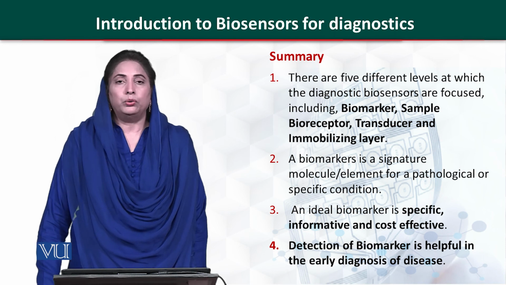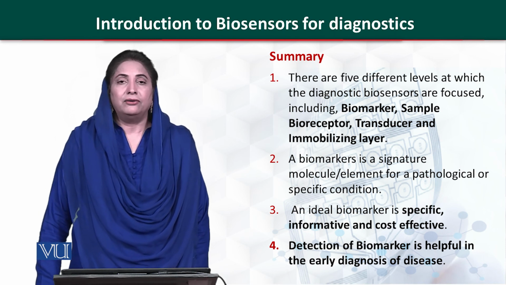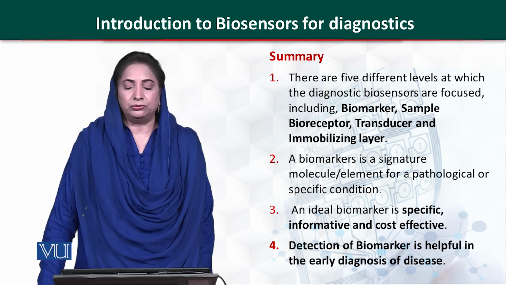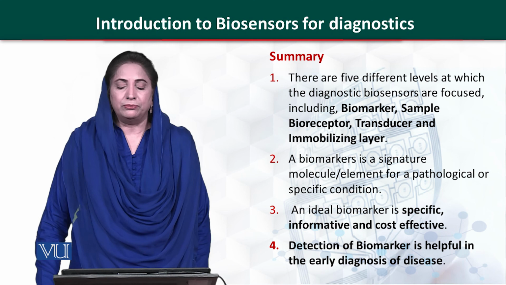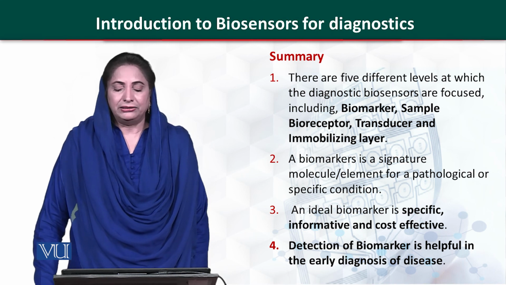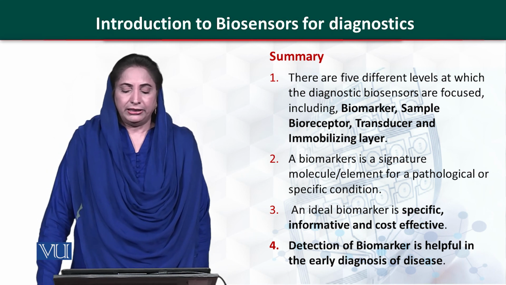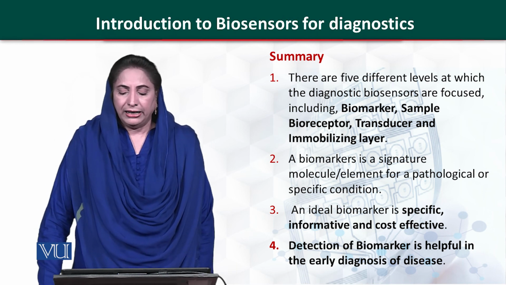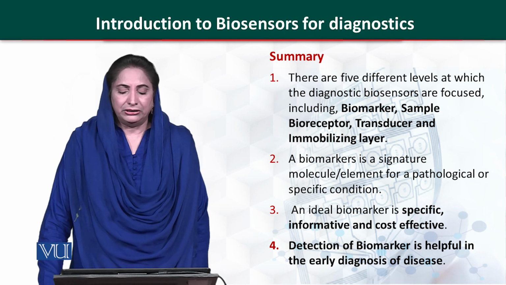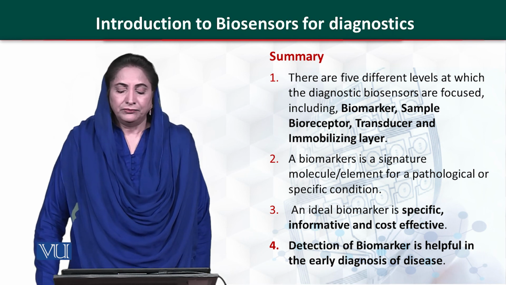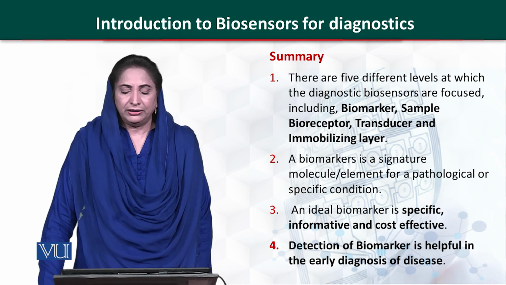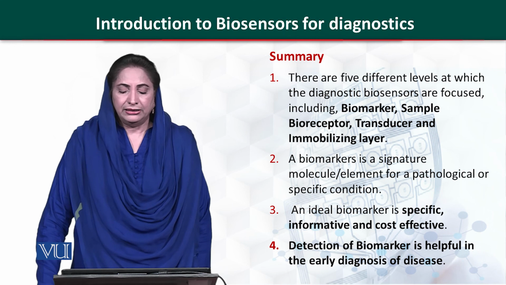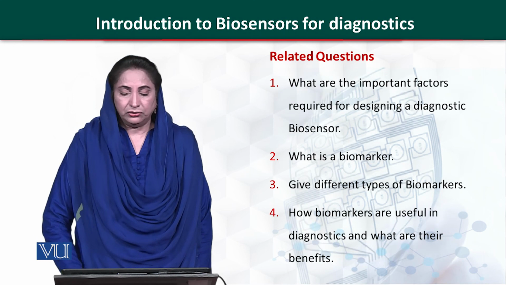Now, in summary, what we have learned so far, there are 5 different levels at which the diagnostic biosensors could be focused, such as biomarkers, sample, bioreceptor, transducer, and immobilization layer. A biomarker is a signature molecule and it tells us about the pathological condition of a patient. An ideal biomarker is specific, informative, and cost effective. Detection of biomarker is helpful in early diagnosis of disease.